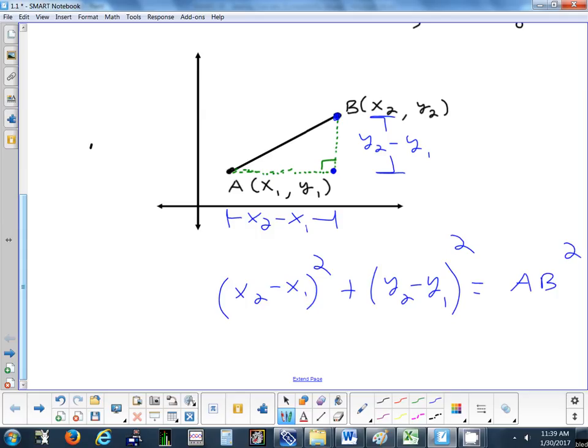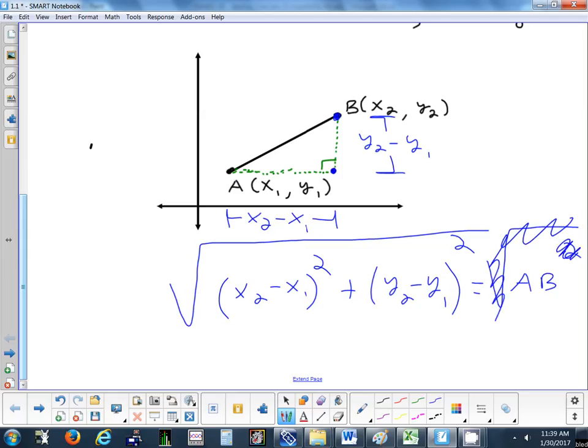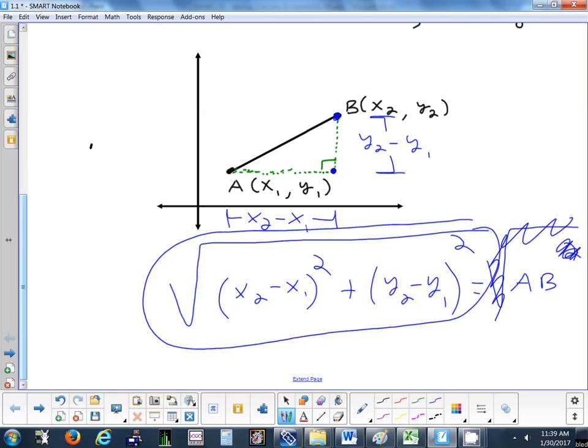That's what I really want to know. Now, in order to get the length of AB, the distance between the 2 points, I don't want to know the distance squared. What would I have to do to each side? I would have to take the square root. So I'd have to take the square root of what's on the left. And when I take the square root of what's on the right, this and this cancel out. And there is my distance formula. So that's how you find the length of AB.